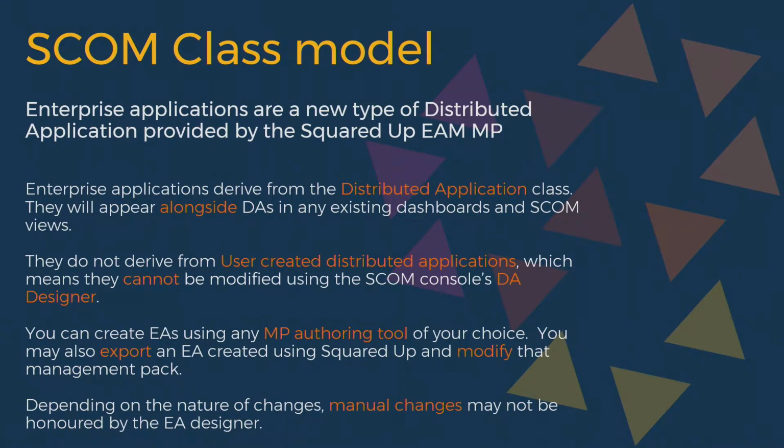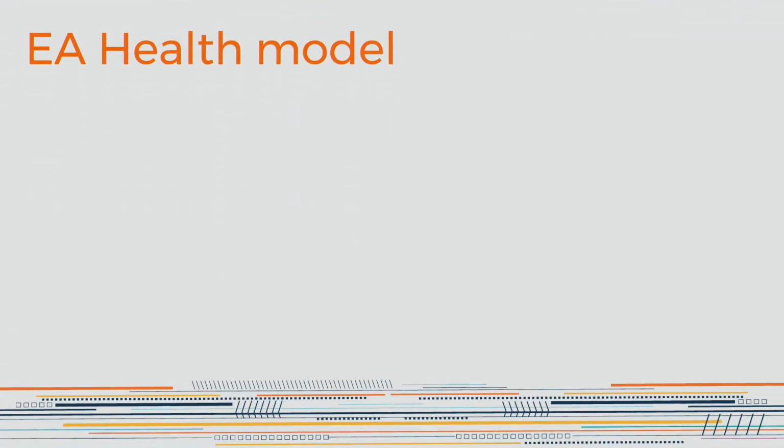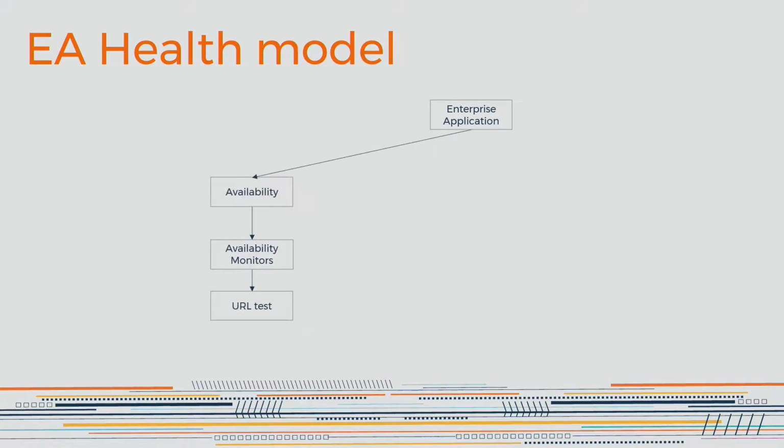Okay, so that's the class model. In practice, probably the more important thing is the health model. This is a typical mock EA here. You have your EA at the top level. That will contain underneath it an availability object, which will have a SCOM group under that with all of your tests. So whether that's a web test or a TCP test, or if you've used an existing object or custom PowerShell, those will all appear underneath there.